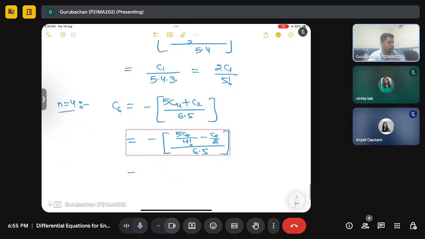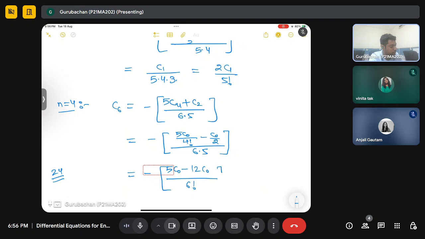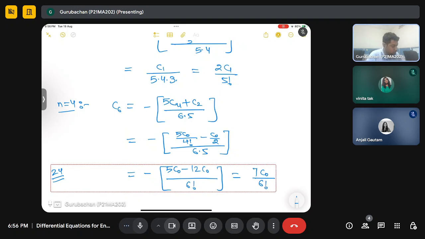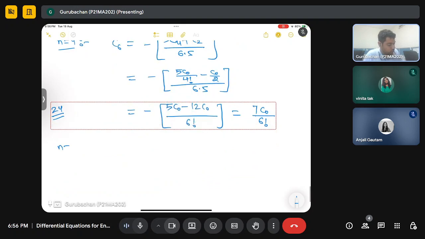Our target is in the denominator, we should be able to make 6 factorial. So if we take the LCM in such a way, this will be 5 C0 minus... So 4 factorial is nothing but 24. Okay, 4 into 3 into 2, so it will be 24. And if we take the LCM, it will become 12 C0 divided by 6 factorial. So from here we get 7 times C0 divided by 6 factorial. This is your C6.